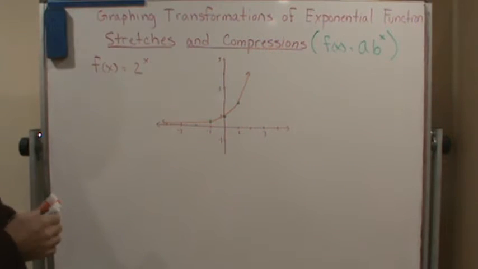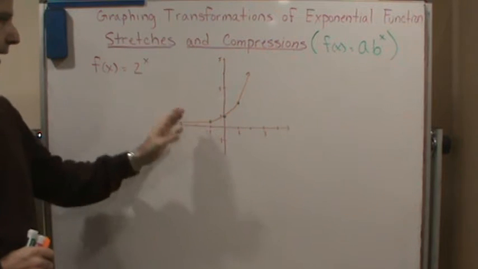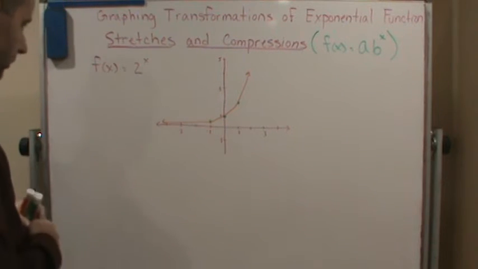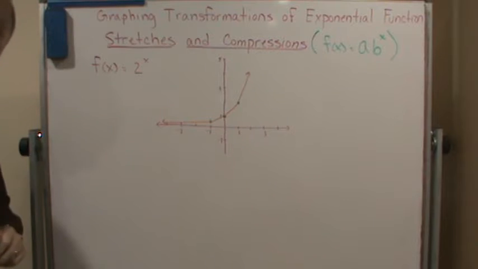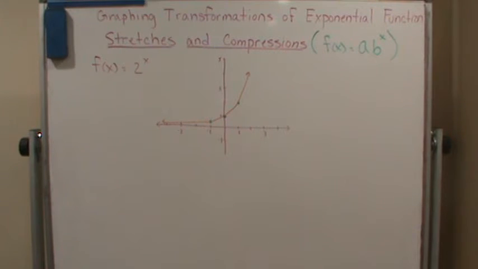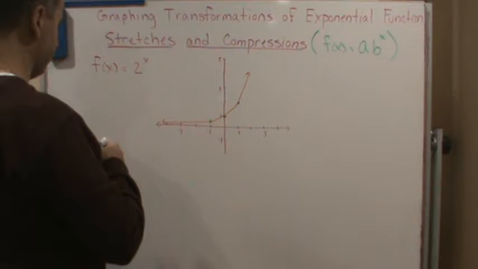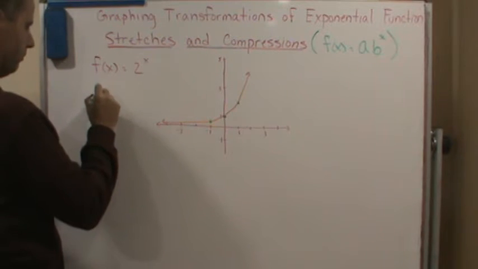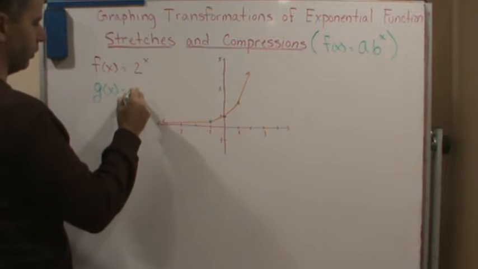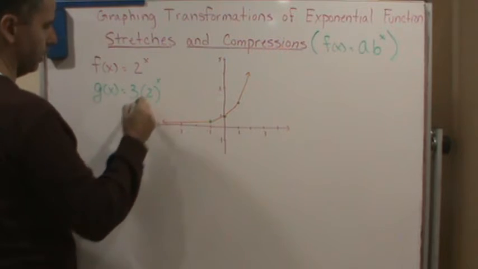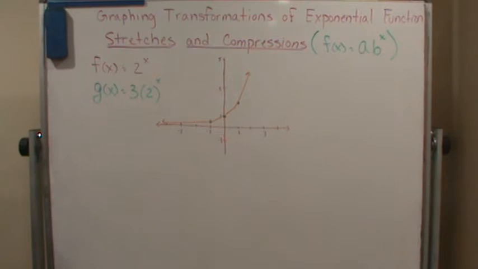Well, let me show you. So here's our f of x equals 2 to the x. So what happens if I take this function and I multiply it by a constant? Well, let's do 3. So I'm going to take g of x equal to 3 times 2 to the x. So what's going on here?